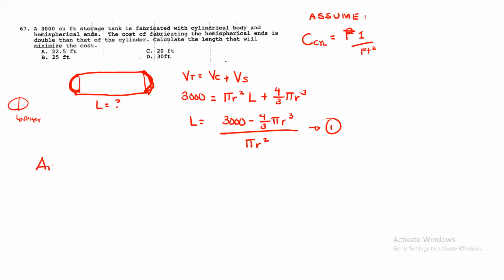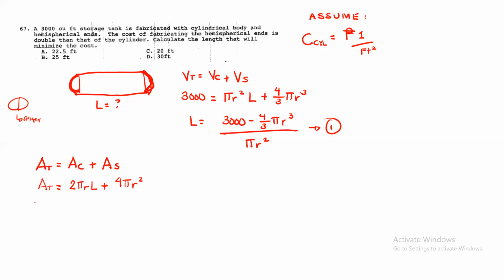So, surface area total is equals to surface area ng cylinder plus surface area ng sphere. So, ano bang formula niyan? Di ba ang surface area ng cylinder is pi dL or 2 pi rL, plus surface area ng sphere is 4 pi r squared. So, yan yung surface area natin.